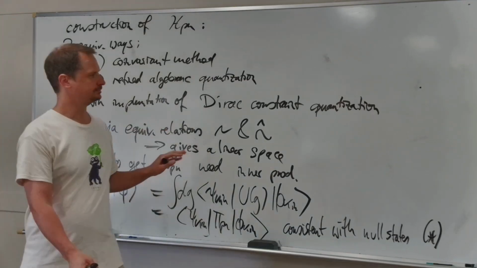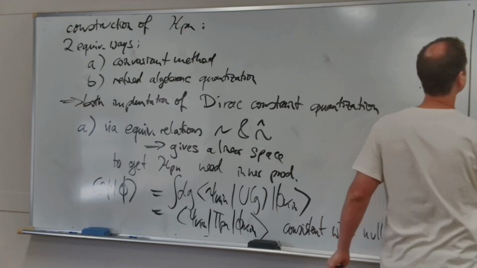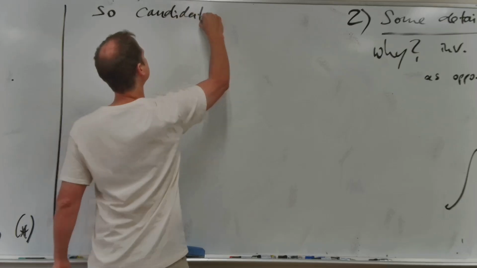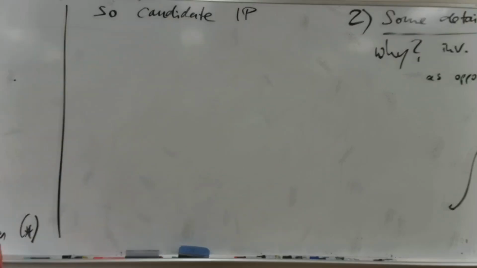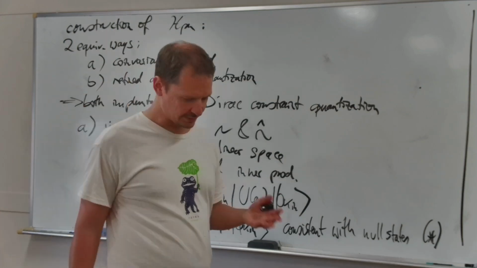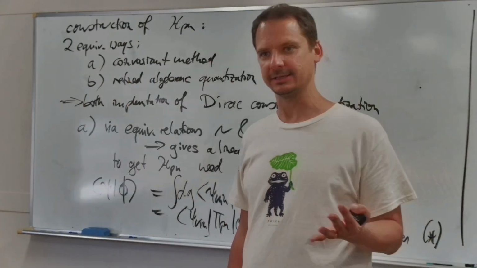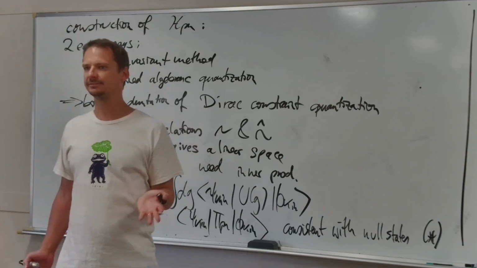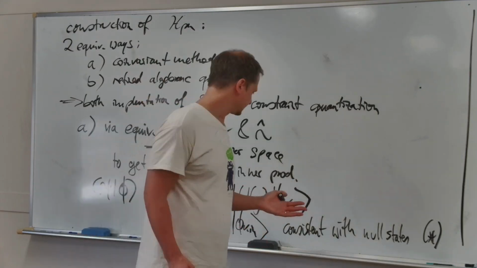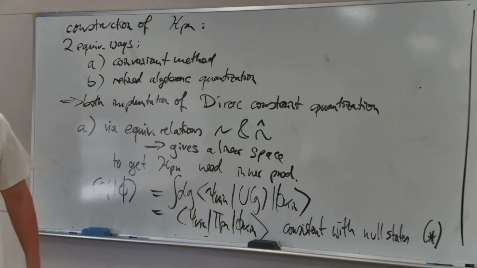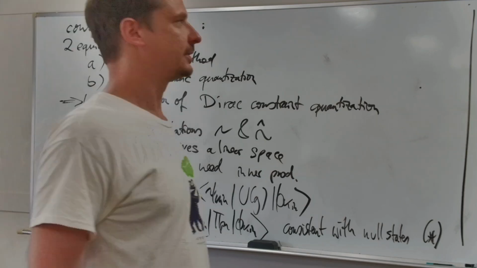Okay, so now this is a candidate inner product. And I say candidate inner product because for it to be a proper inner product, we have to guarantee a couple of things. We have to have reality conditions satisfied. It has to be positive semi-definite, and in particular, the group averaging that we have here has to converge. And that's not in general guaranteed.